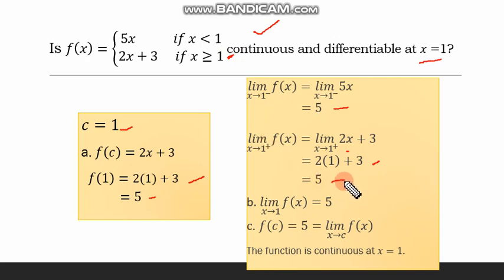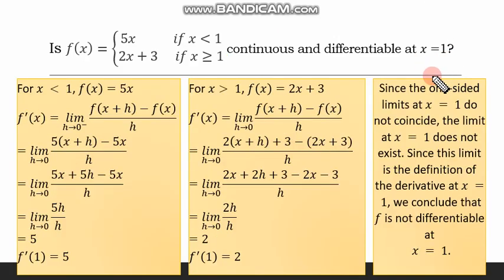We can see that from the left side and also from the right side, our limit is equal to 5. Therefore, the limit of the function is equal to 5. And we can see that f of c is equal to 5, and also the limit of the function is equal to 5. Therefore, it also satisfies the third condition. Therefore, our function is continuous at x equal to 1. Okay, so we knew that our function is continuous.